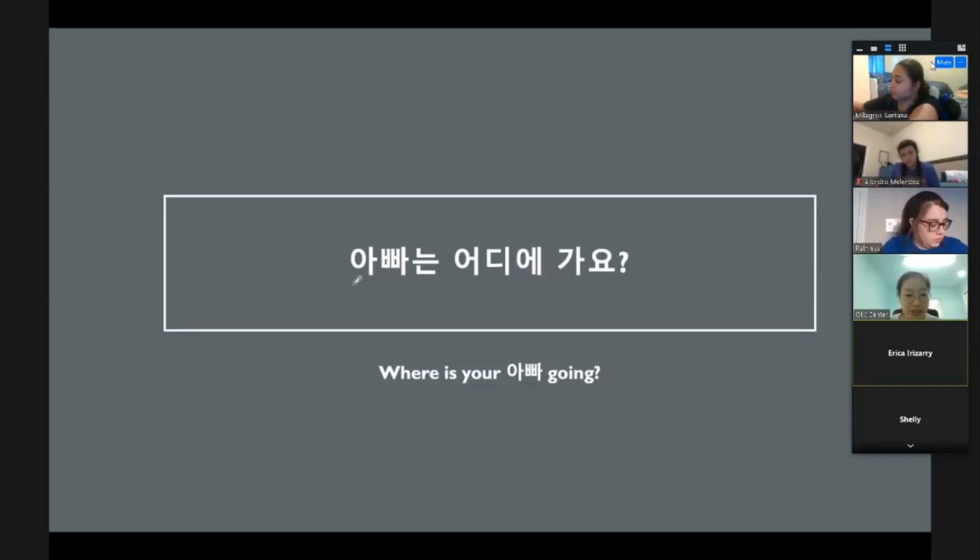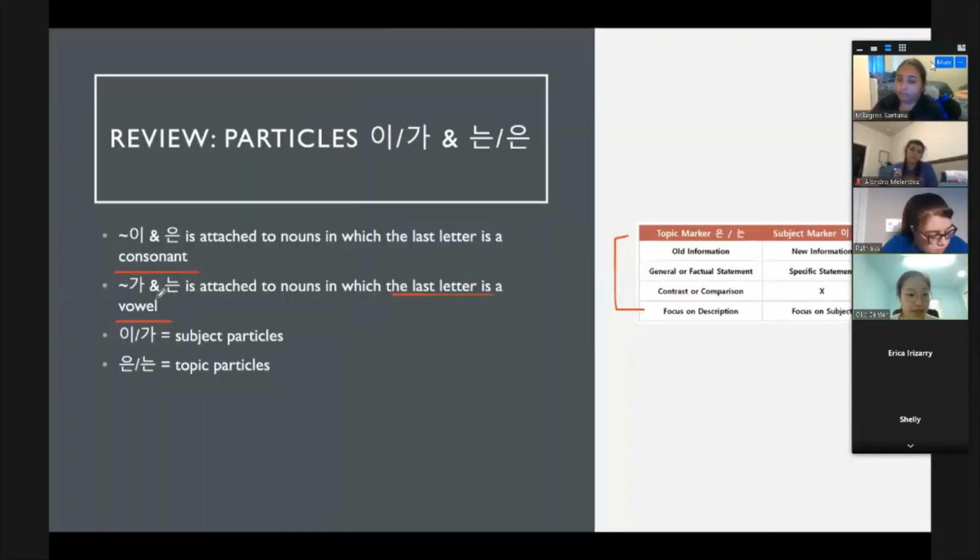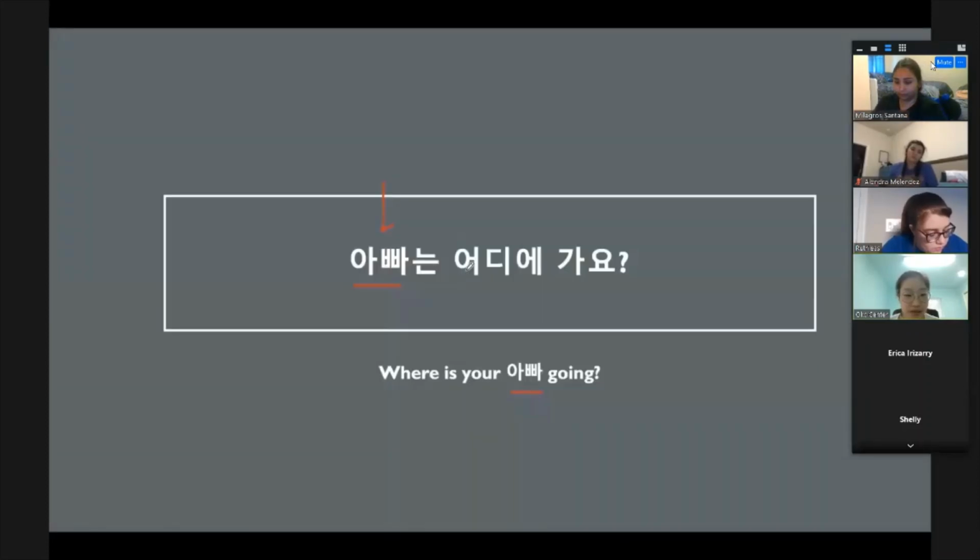In this one, 아빠는, 는 is the particle. So you're mentioning 아빠. Where is your 아빠 going? So where is your dad going? 아빠 means dad. You're mentioning where he is going, and then you use 는 instead of 은, because there is a vowel. So going back here, there is a vowel. So use 는, and then 어디에 가요?